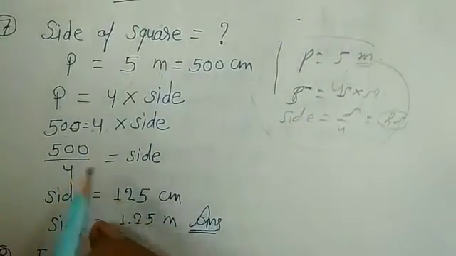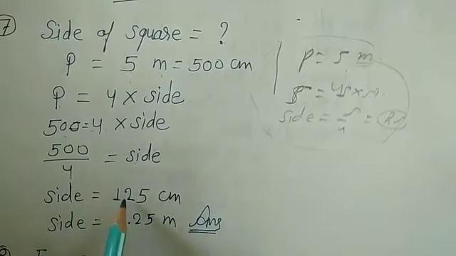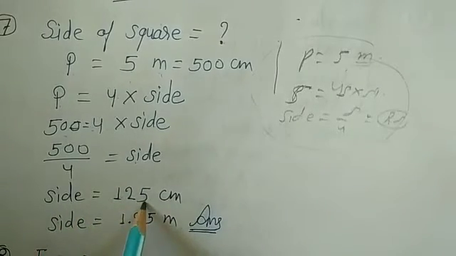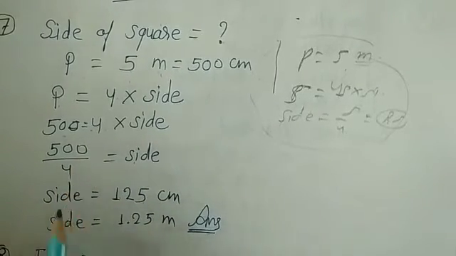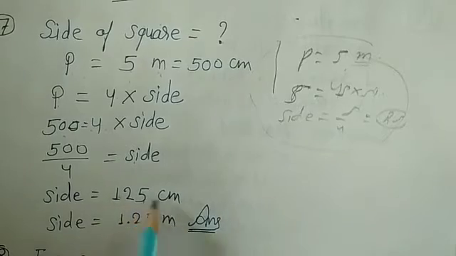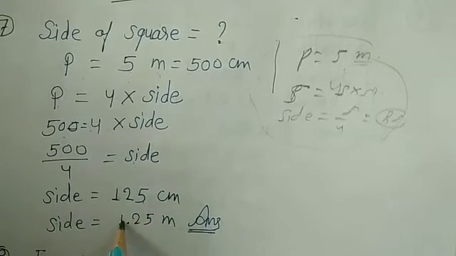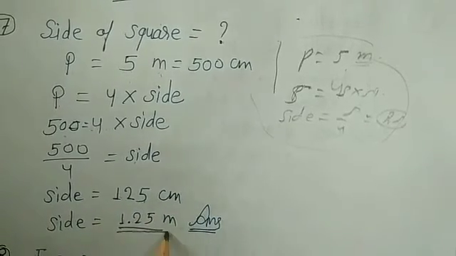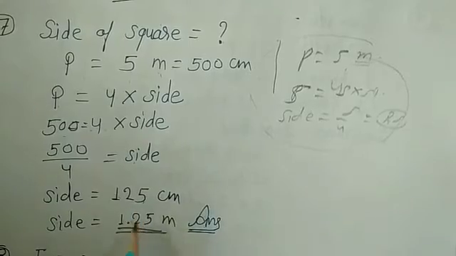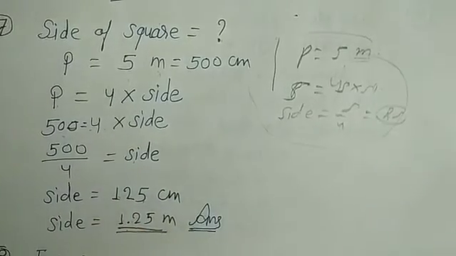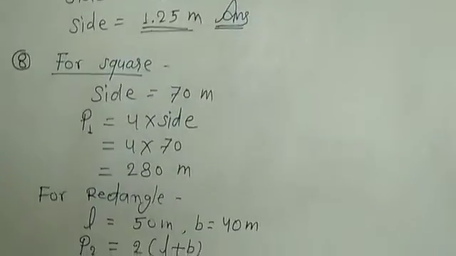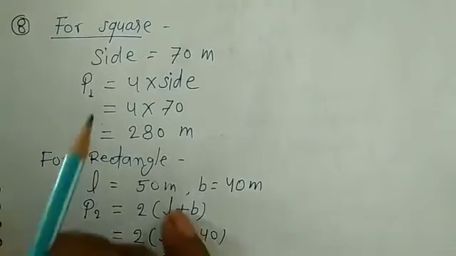So 500, place the value of P, 500 equal to 4 into side. So 500 upon 4 equal to side, then side equal to 125. When we divide 500 by 4, we will get 125 centimeter. So side equal to 1.25 meter. In centimeter you can write, in meter you can write. Both the answers are correct there. Unit is changed only.